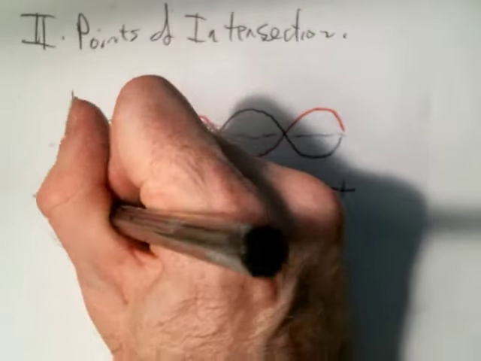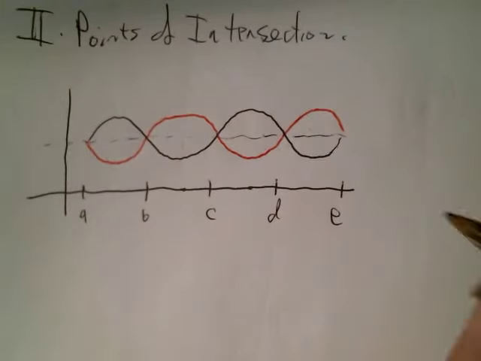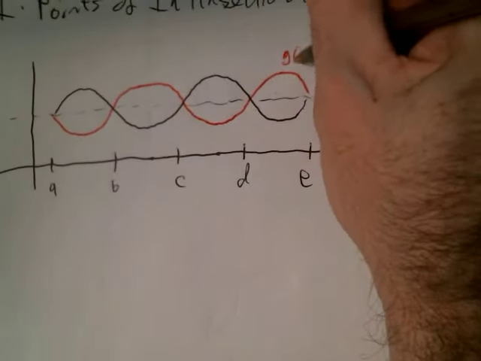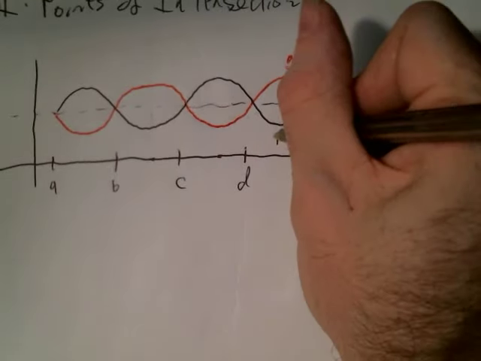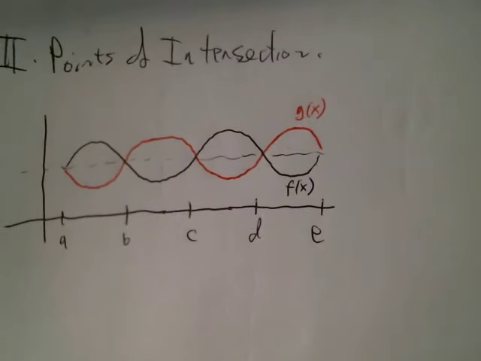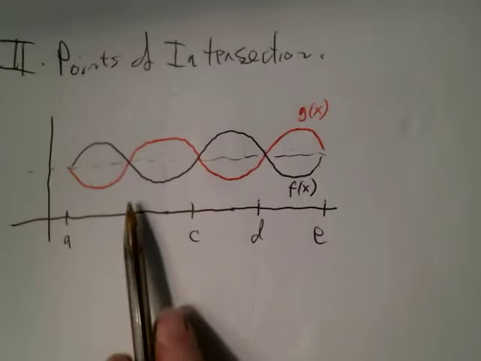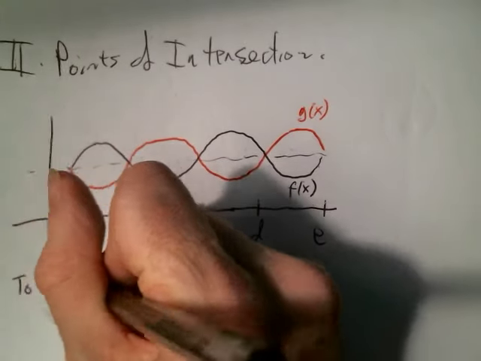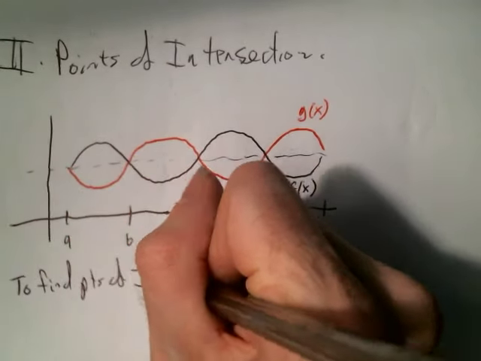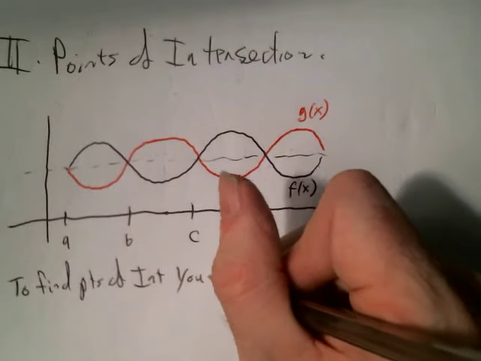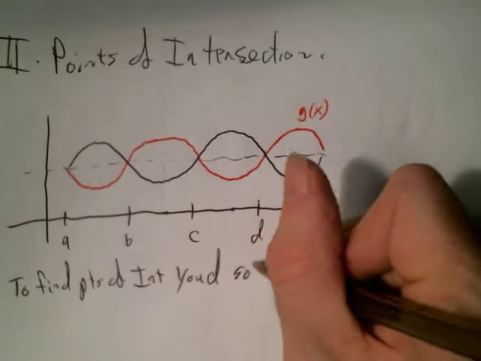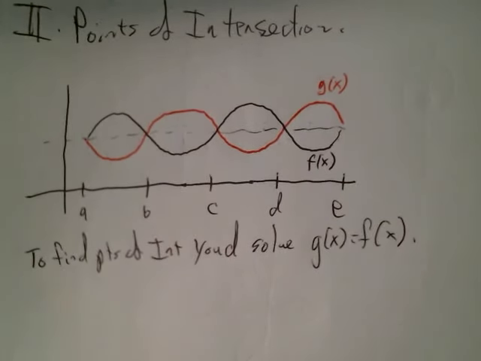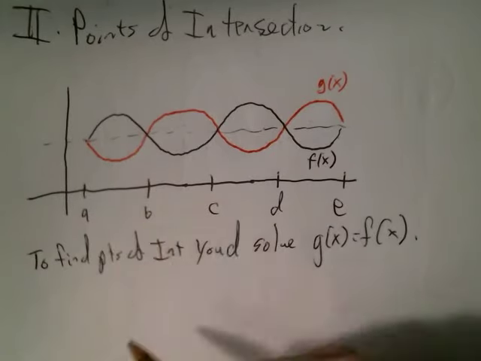So if this is A, B, C, D, E, and let's say the red curve is g of x and the black curve is f of x. Well, if these points weren't given, you would have to find those points of intersection, right? So to find the points of intersection, you would set the equations equal to each other and solve. And then once you get that, you can set up your integrals.